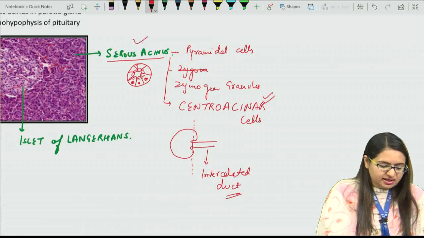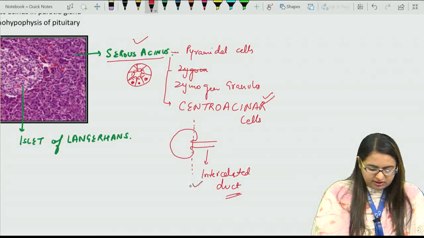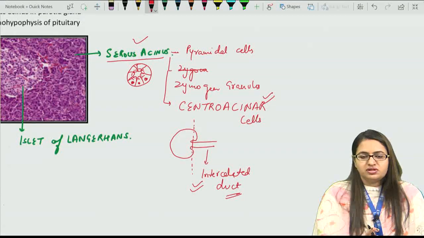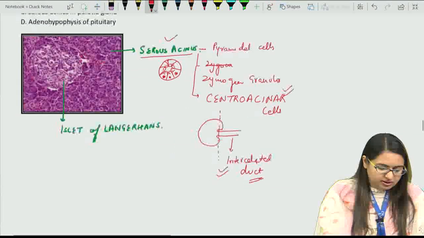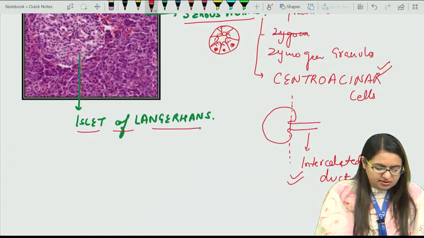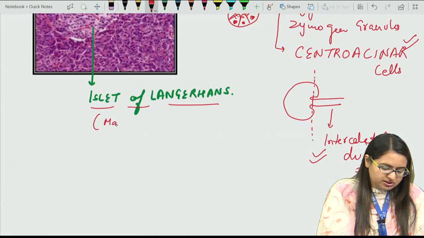Now in between the serous acini, we will have cut sections of the duct. The duct is the intercalated duct. Apart from this, we can have bigger sections of the duct, which are interlobular ducts. Now this pale staining area is the islet of Langerhans. This is the endocrine portion of the pancreas, and it is maximally seen in the tail of the pancreas.